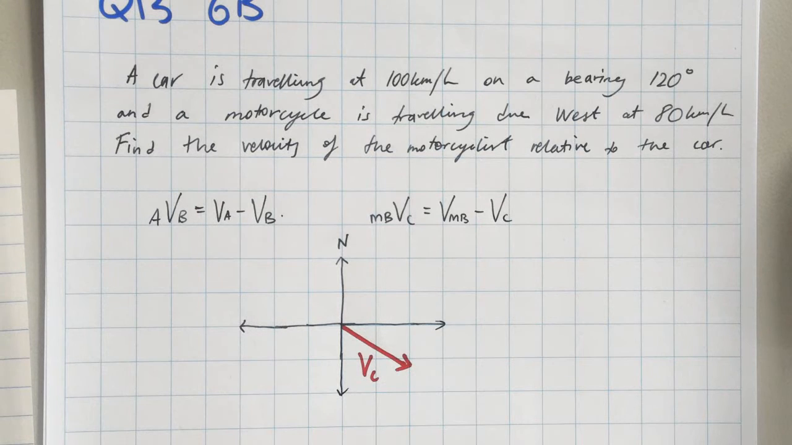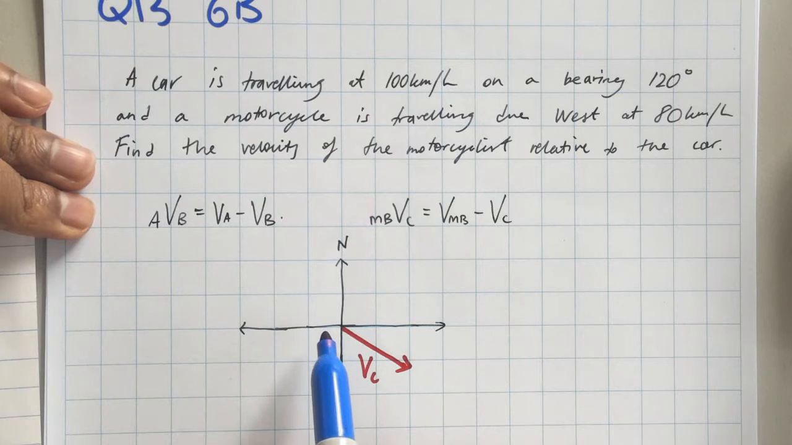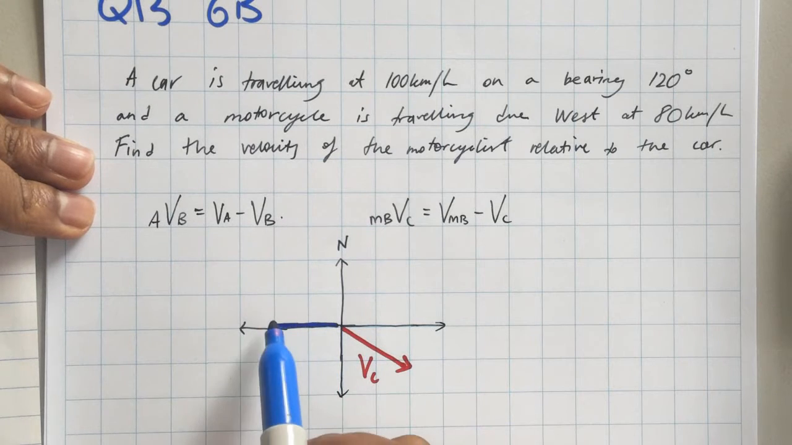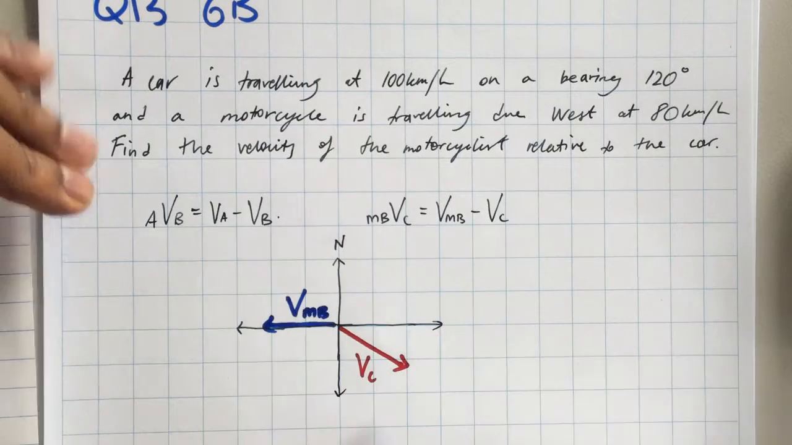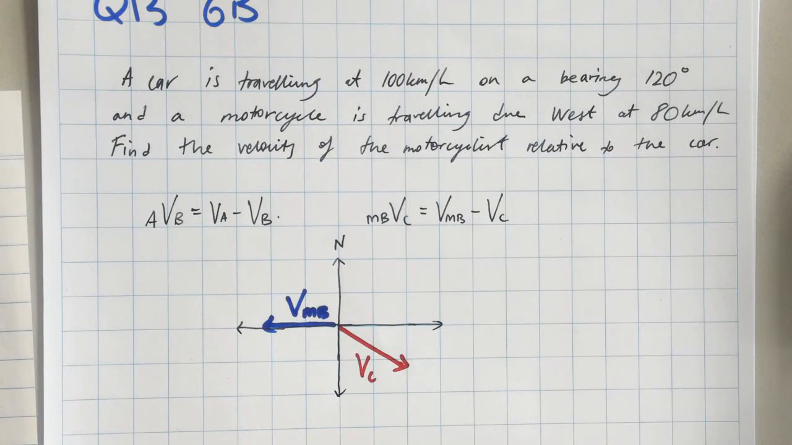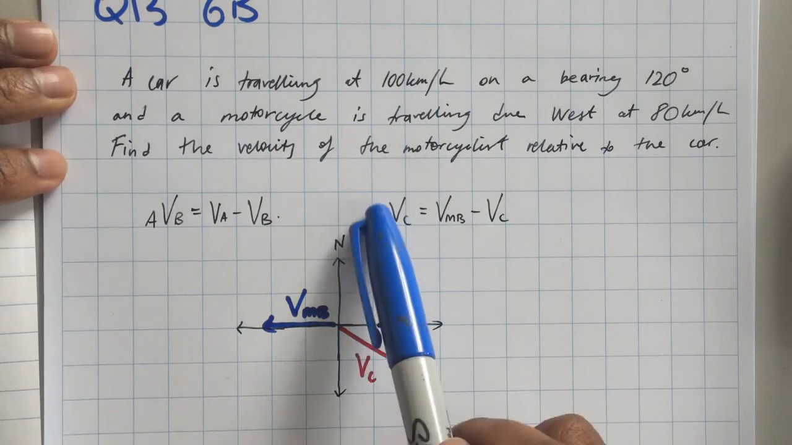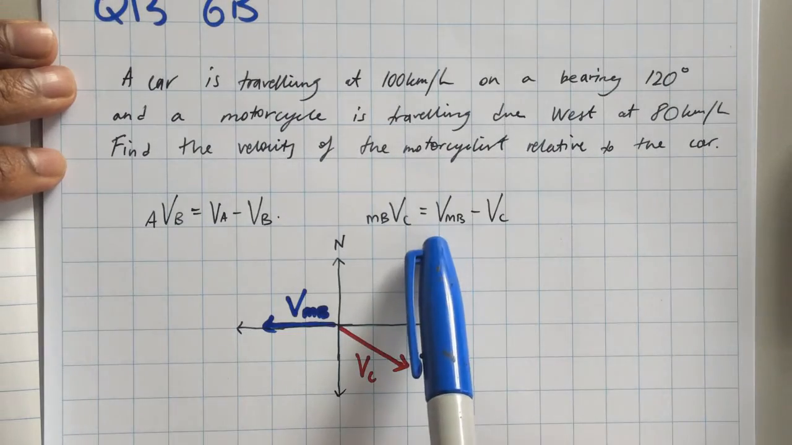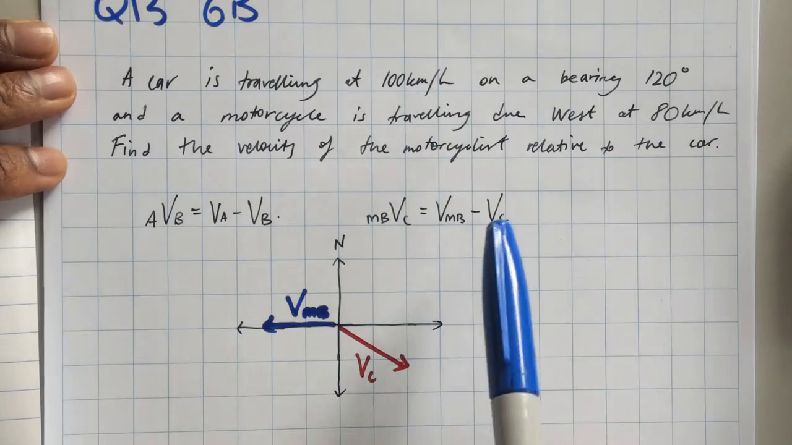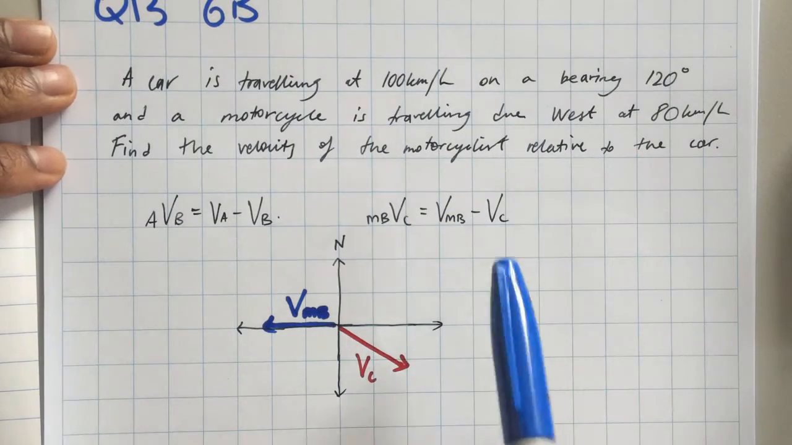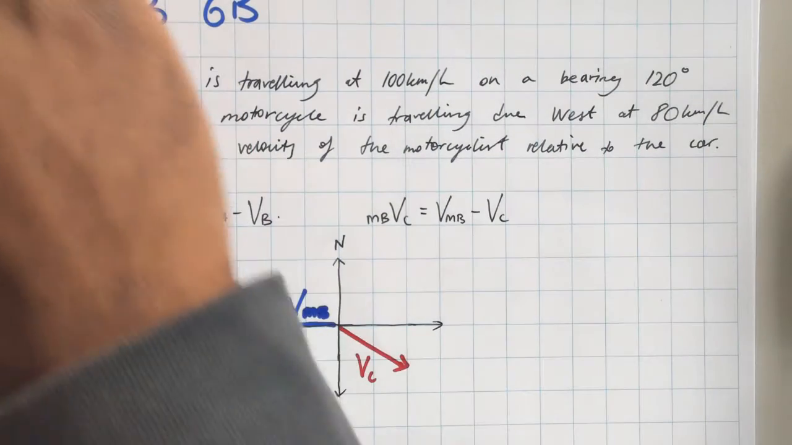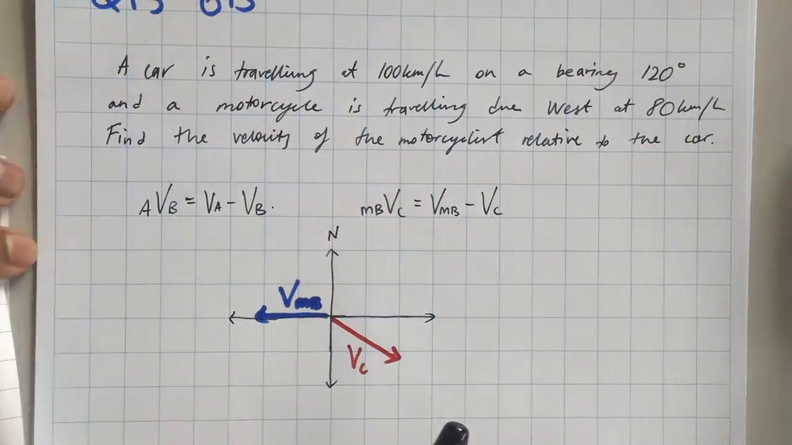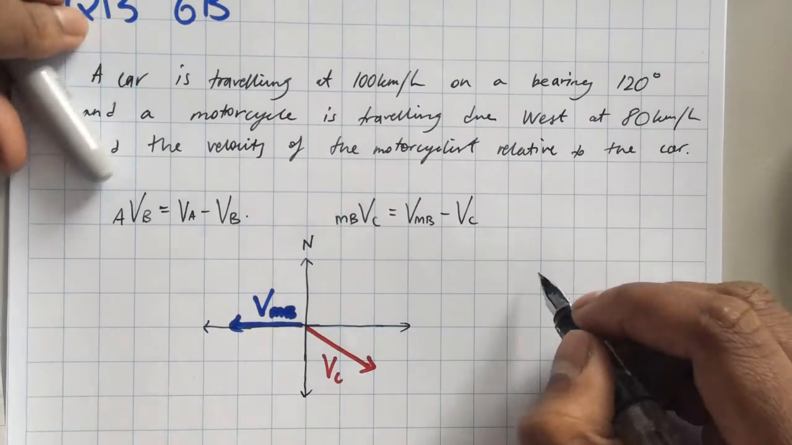And my motorbike, or my motorcycle, is going to be due west. That's west. It's going to be V motorbike. So now the question says to find the relative velocity. I'm going to take the velocity of the motorbike, take the velocity of the car. And taking is the same as adding a negative vector. So my new diagram should look a little something like this.